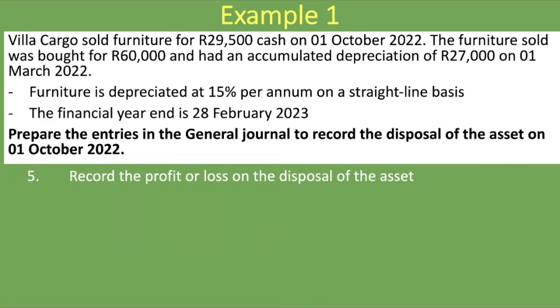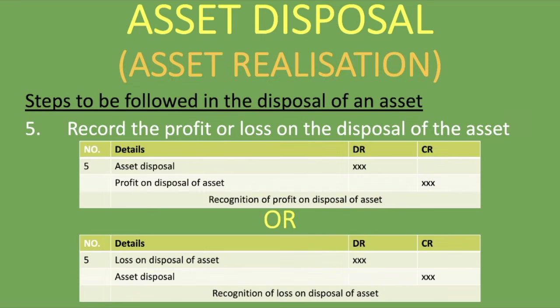Number 5, record the profit or loss on the disposal of the asset. So again, you have to see, is this a profit on disposal or is this a loss on disposal? If we got more money than the carrying value of the asset, that means it's a profit on disposal. If we got less money than the carrying value of the asset, that means it's a loss on disposal. So let's look at the theory that we went through earlier on. Remember, if it's a profit on disposal, we debit asset disposal and we credit profit on disposal of asset. And if it's a loss on disposal, we will debit loss on disposal of asset and credit asset disposal.